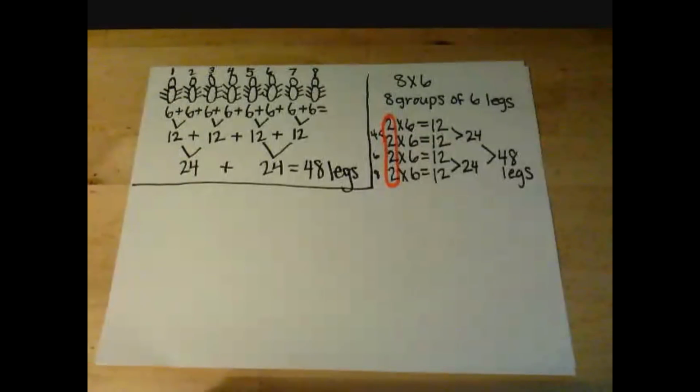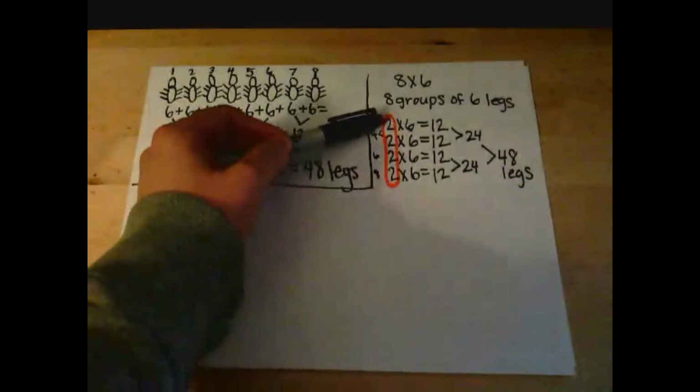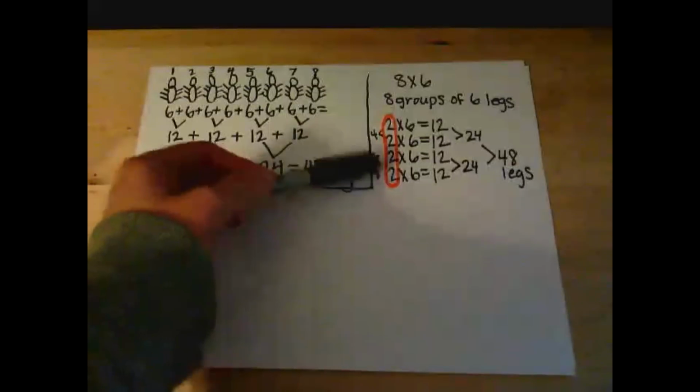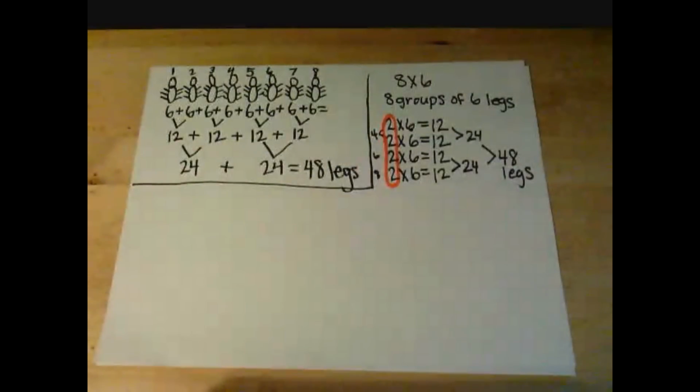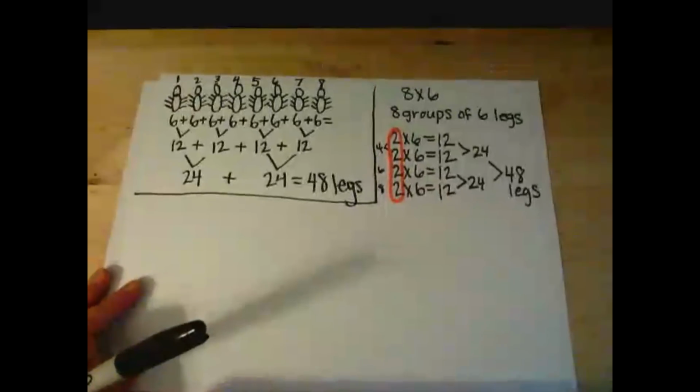Now I'm wondering, let's compare these 2 strategies. What are you thinking about? I'm wondering, where do we see these 2 groups of 6? We have 2 groups of 6, 2 groups of 6, 2 groups of 6, 2 groups of 6. Where do you see those 4 2 groups of 6 over in our first strategy?